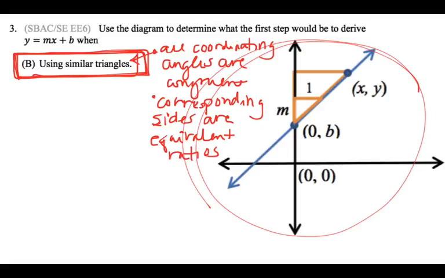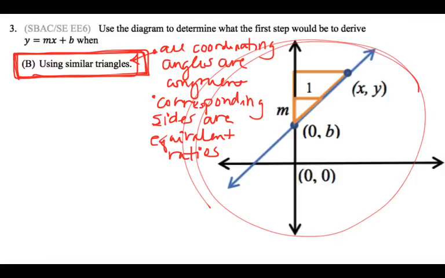Okay, I want you to copy these two things down, so hit pause, and then I'm going to explain what I mean by both of these. So all coordinating angles are congruent, and corresponding sides are equivalent ratios. So copy those two things down, then I'm going to explain what that means, and then we're actually going to use that information to prove similarity, or prove the slope-intercept form. So hit pause.